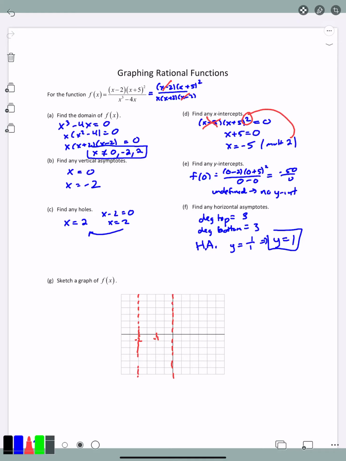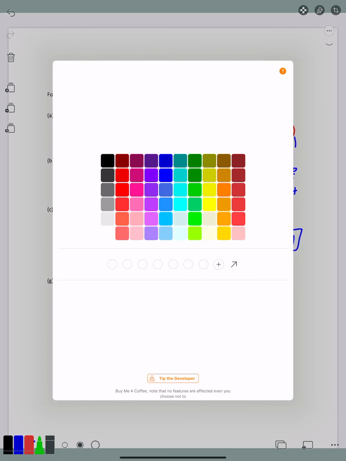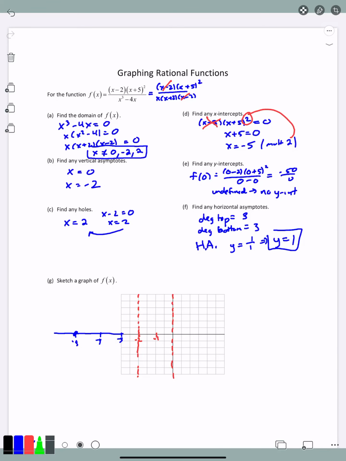I'm going to have a hole at 2, but holes are always the very last thing you deal with on the actual graph. I do have an x-intercept at -5, so -2, -3, -4, -5, and then we get a little point right there. Then we don't have any y-intercepts, so we can't do anything there. Then we do have a horizontal asymptote at 1, so I use 2 here, so that means this is going to be at 1.